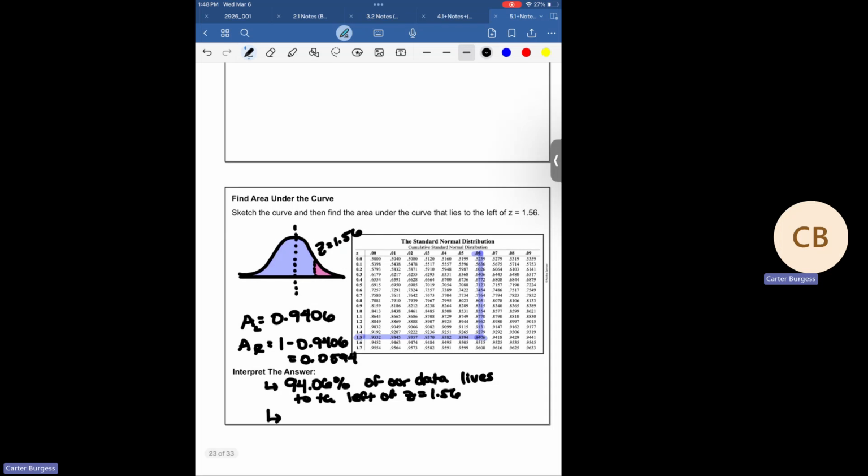So in other words, the probability of getting a z-score that is less than or equal to, ultimately here it doesn't matter, 1.56 is equal to 0.9406. And both of these are valid interpretations. Actually, they're both important and different interpretations of what we are seeing here.